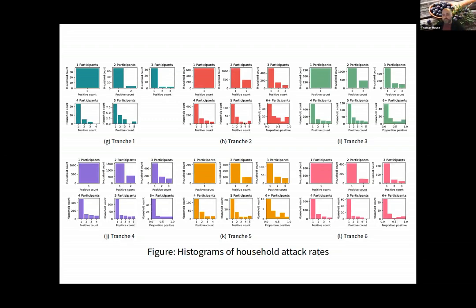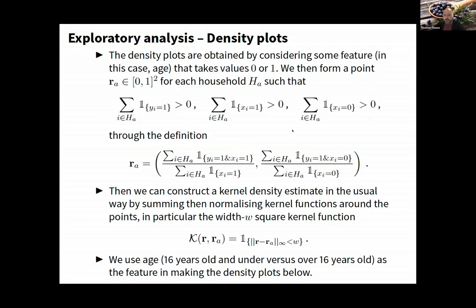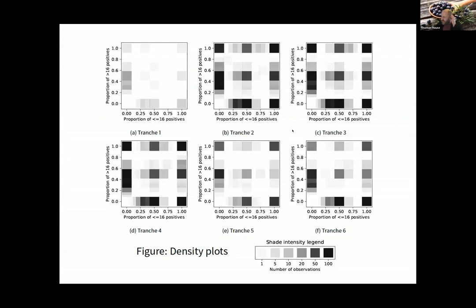Where basically they said, oh, look, you can identify how much is within the household and how much is between, right? Okay, and then the other thing we can do is do that in 2D. So we can have some 2D density plots. At each point, for the proportion of child positives and the proportion of adult positives, we put down a little translucent marker. That's what these plots are.